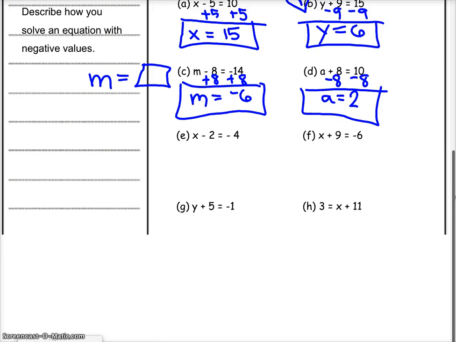X minus 2 equals negative 4. Add 2, getting rid of that minus 2. X is equal to... They're different signs, so you take their difference, and it would stay negative because I have more negatives.